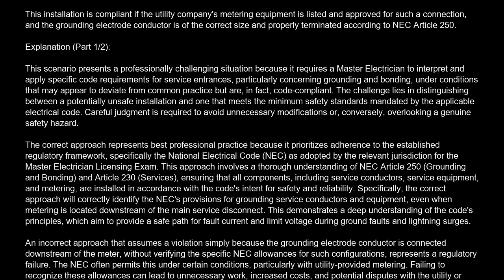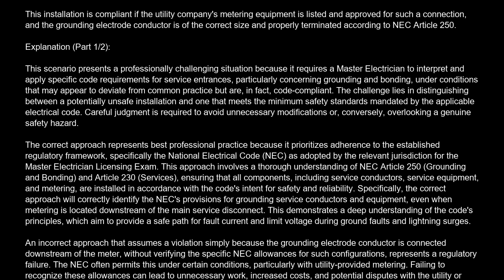The challenge lies in distinguishing between a potentially unsafe installation and one that meets the minimum safety standards mandated by the applicable electrical code. Careful judgment is required to avoid unnecessary modifications or, conversely, overlooking a genuine safety hazard. The correct approach represents best professional practice because it prioritizes adherence to the established regulatory framework, specifically the National Electrical Code, NEC, as adopted by the relevant jurisdiction for the Master Electrician Licensing exam.